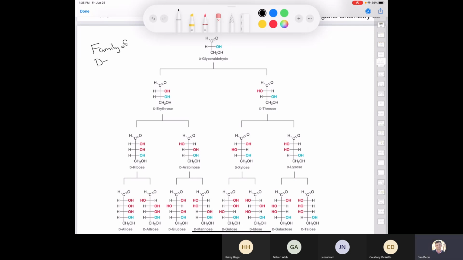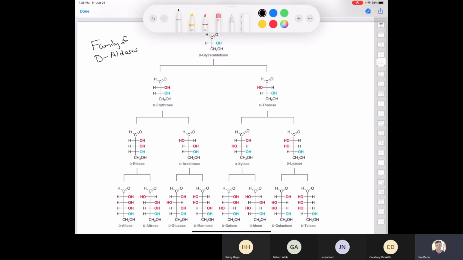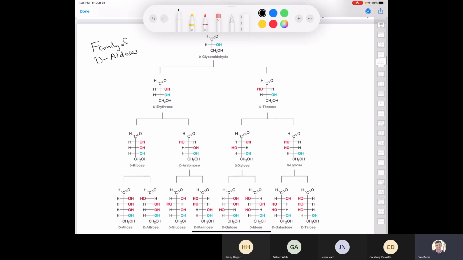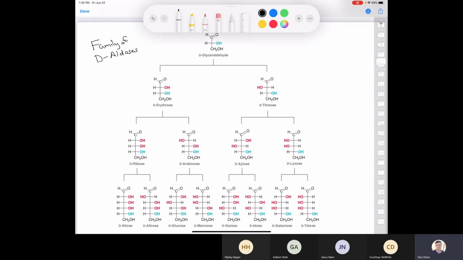of D aldoses, okay? And notice what they all have in common. They all have the hydroxyl in blue, the one that's on the chiral center furthest from the carbonyl, and it is pointing to the right. It has the R stereochemical configuration. There we go. All right. And if you're wondering, well, can't you keep going? Can't you go down to a heptose?